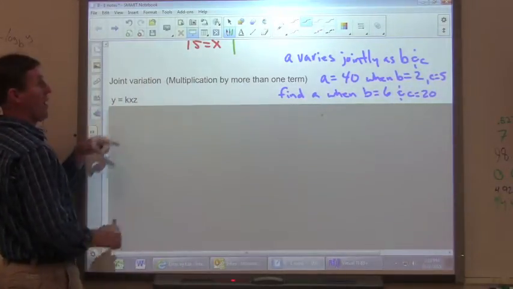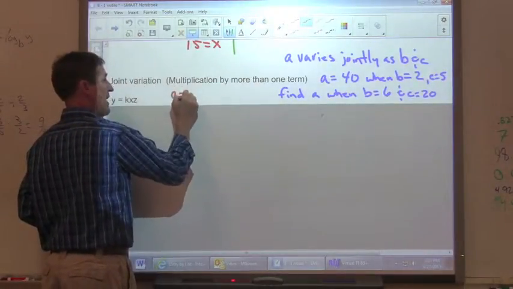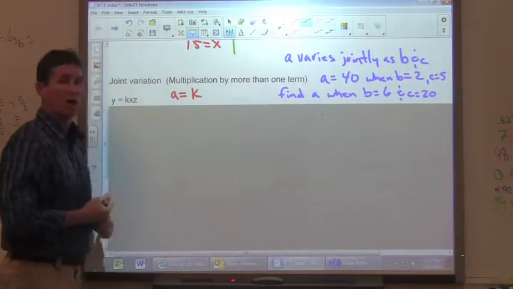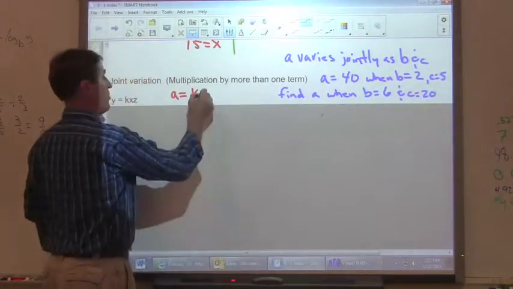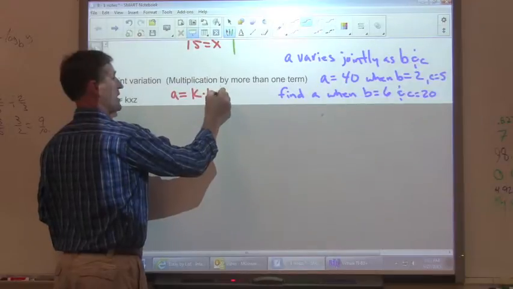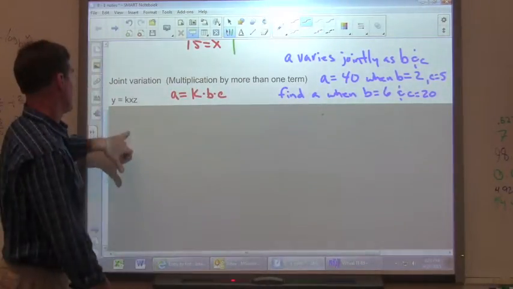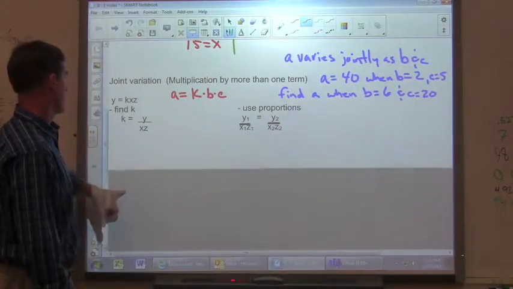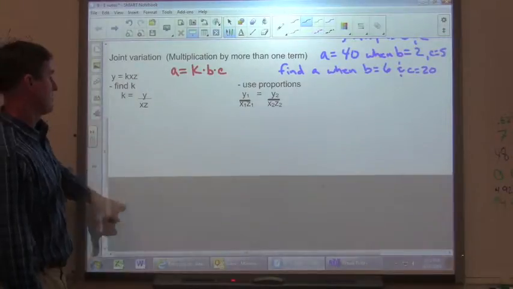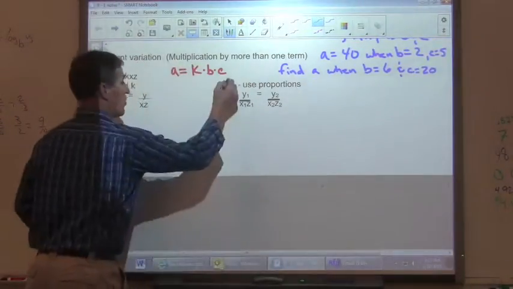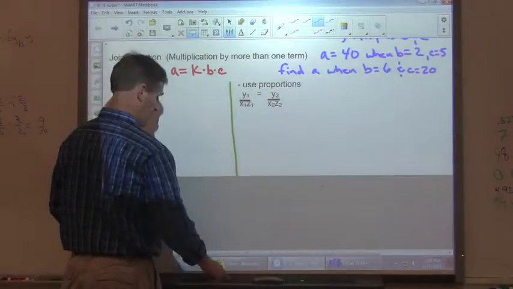in this case our y, remember our formula, A is our first one. So A equals, and then it's always our constant. Jointly tells us that it's multiplied by more than one, so times B and times C. So again, we have two ways we can do this. We can find K first, or we can use proportions. So let's do it this way the first time.